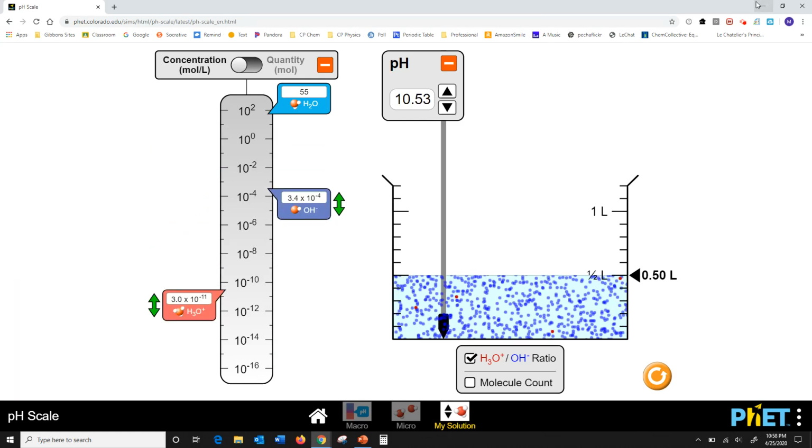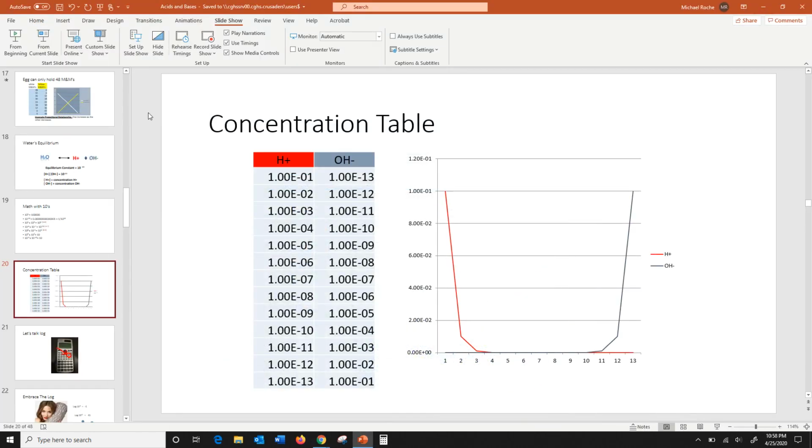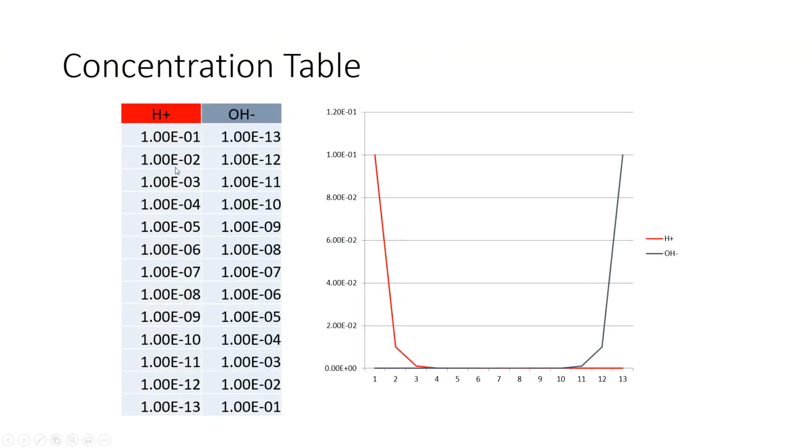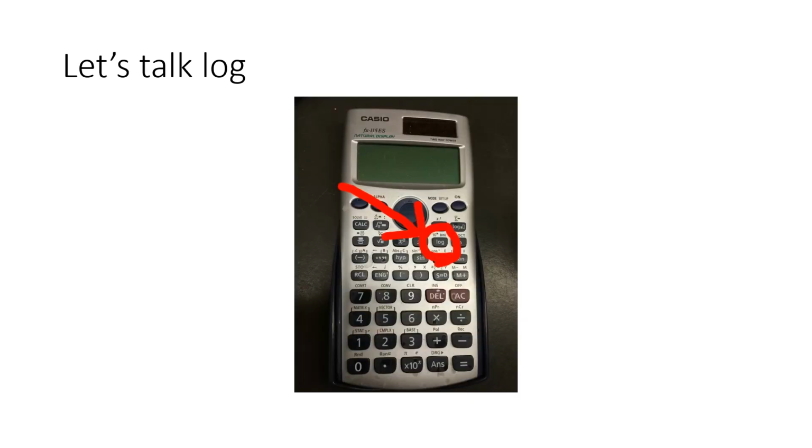So that's what's being graphed here. As one goes up, the other goes down. As the H plus is going down, the OH minus is going up. Down here, it's kind of blah because they're so close to the axis that there's nothing really happening there. So that's why we have to embrace the log function on our calculators.